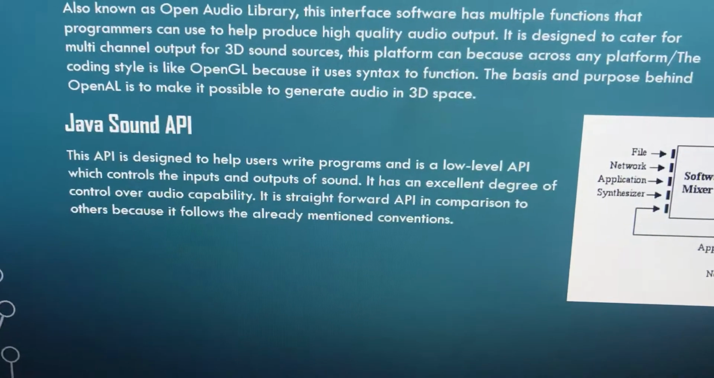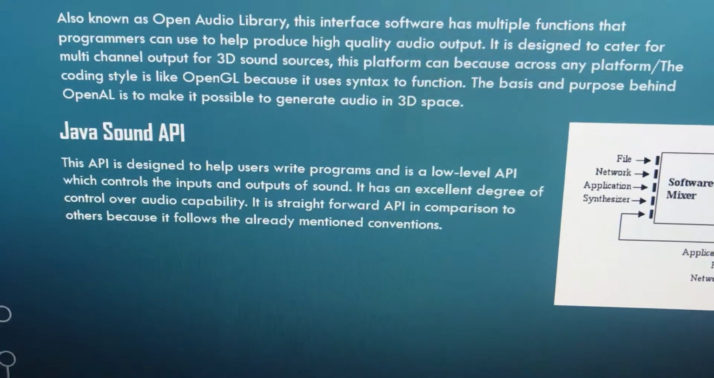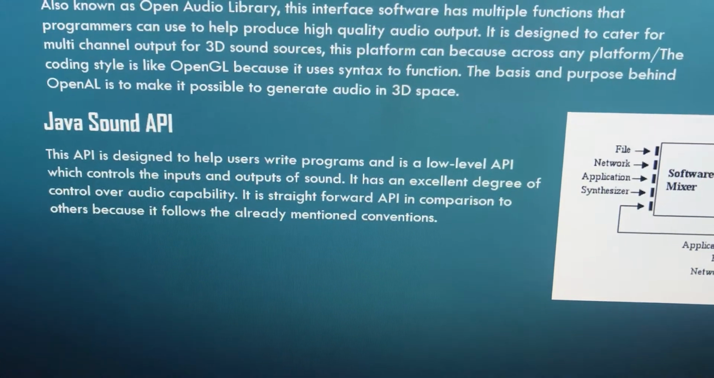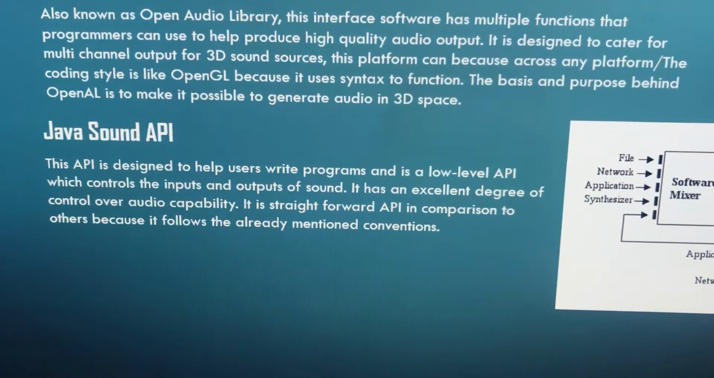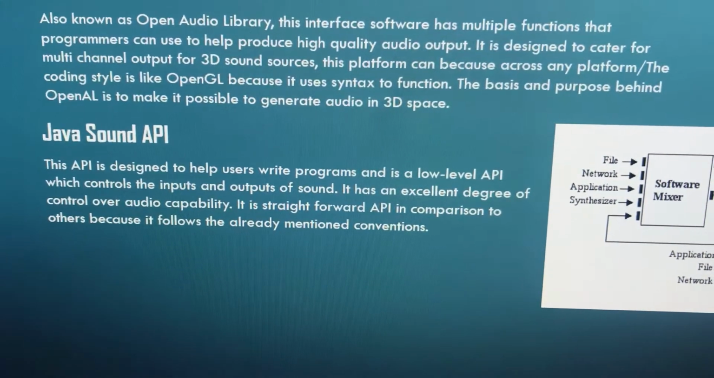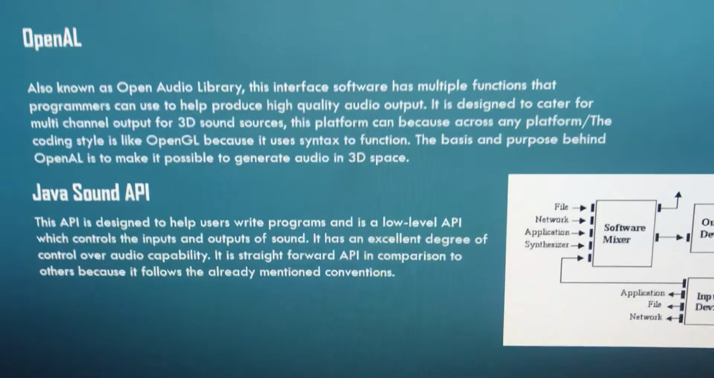Java Sound API. This API is designed to help users write programs and is a low-level API which controls the inputs and outputs of sound. It has an excellent degree of control over audio capability. It is a straightforward API in comparison to others because it follows the already mentioned conventions.